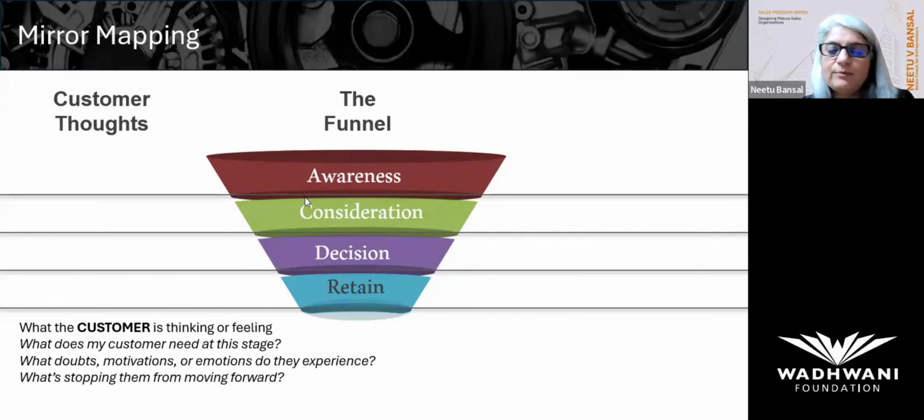What are their doubts? What are their motivations? What are their emotions? What's stopping them from moving from one stage to the other? They have become aware of you and got to know about your product, but they are not moving towards a decision. So there is some fear or doubt, or some other motivation that is not clear. That is why they have not moved to decision.